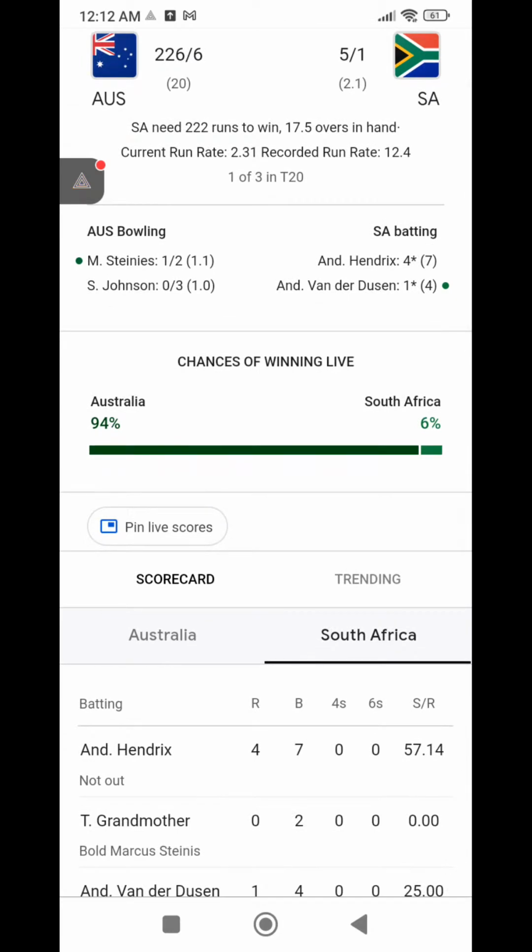Now 5 for 1. Stoinis is starting the new over. 220 runs to win.